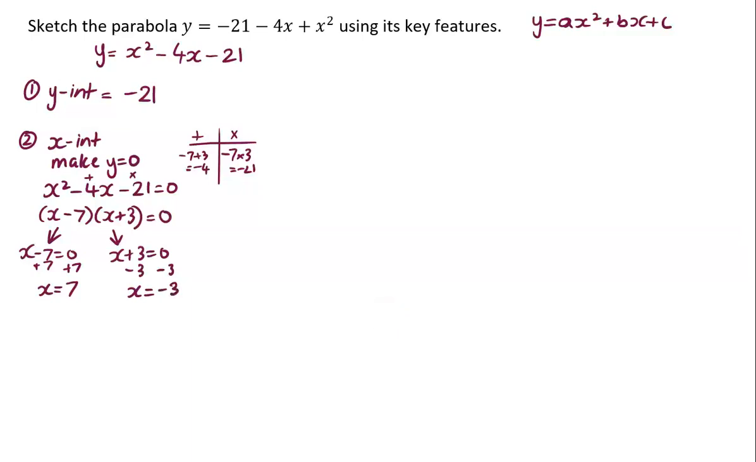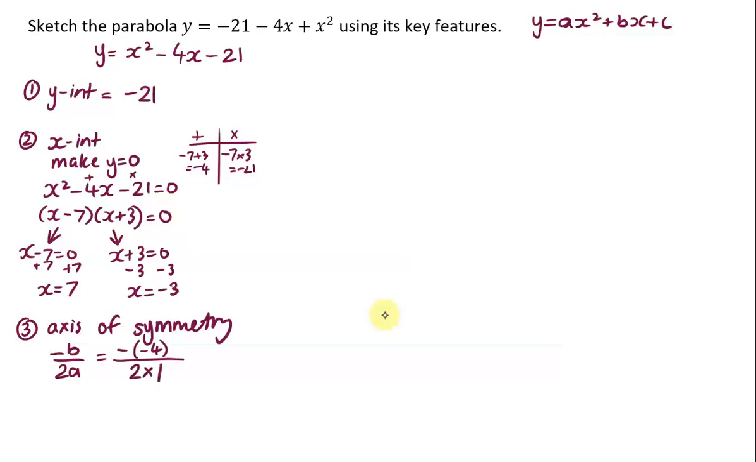Next, point number 3, we need our axis of symmetry. That's our third key feature, which we can find as exactly halfway between the two x-intercepts, or using our formula negative b over 2a. Now the b and the a come from our standard form, which we've written up the top here. A for us is 1, b is minus 4, and c is negative 21. So negative b will be negative minus 4, two negatives there, over the top of 2 times 1. Minus minus is positive, 4 over 2, which equals 2.